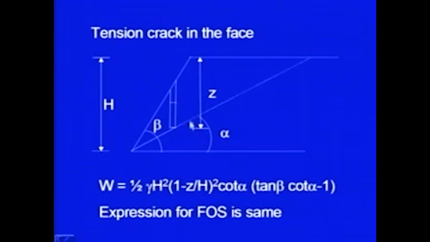Similarly, for tension crack in the lower face, in the sloping face also, you are going to get this expression w equal to half gamma h square 1 minus z upon h whole square cot alpha into tan beta cot alpha minus 1. So, these are simple geometrical expressions which you can get from the geometry, and expression for factor of safety is same.